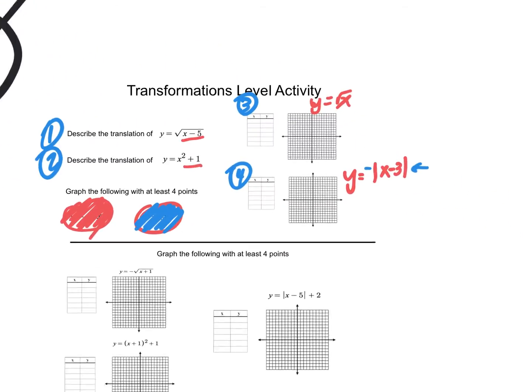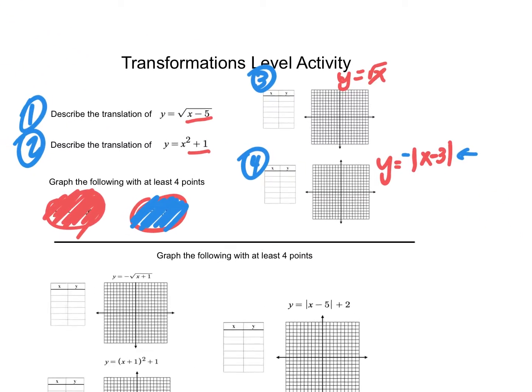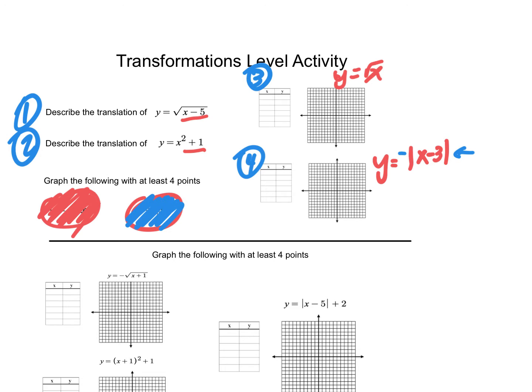Okay, now let's see how you would do without any help on a quiz. 1 and 2 are just tell which direction the thing moves. 3 and 4 are actually sketch the graph. All right, we'll give you a few minutes to try those top 4.